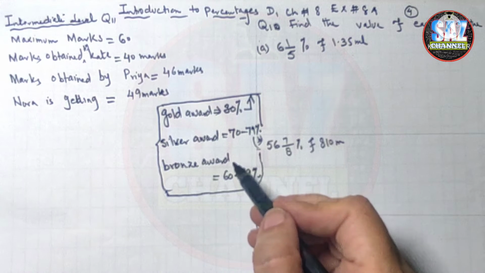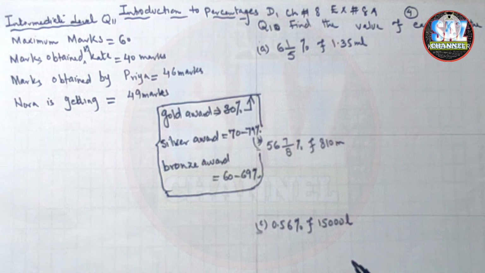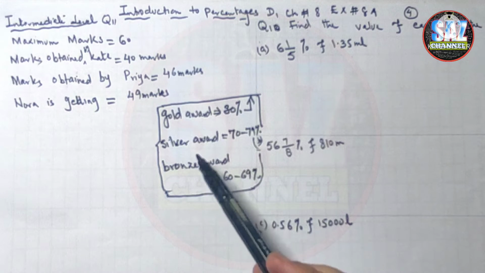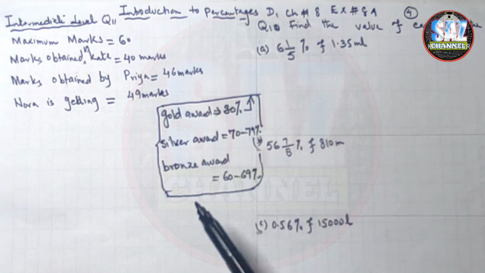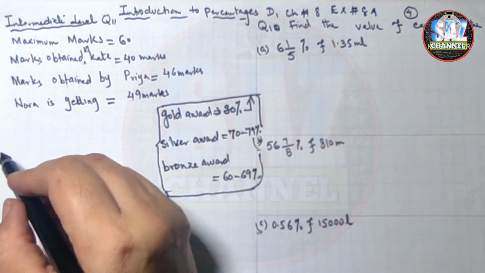Now, the question says determine the type of award each girl gets. So what to do? In order to get the gold, silver or bronze award, we are given the percentages. So whatever marks are obtained by Kate, Priya or Nora, we first have to find the percentage of marks obtained by all three girls, then check the range of their percentages, see which group those marks fall in, and then decide what type of award they get. So, let's move to the solution of the question.